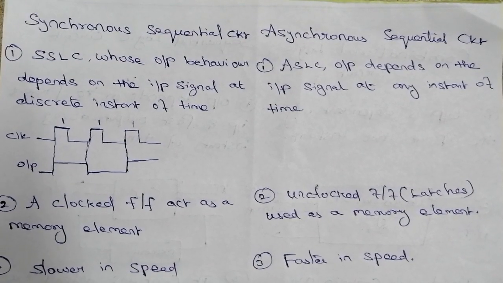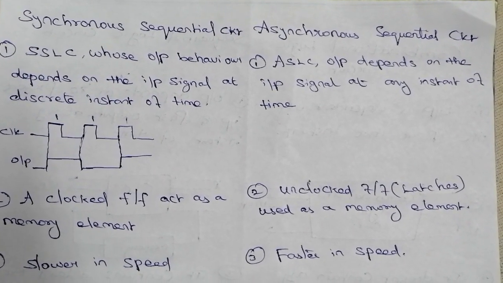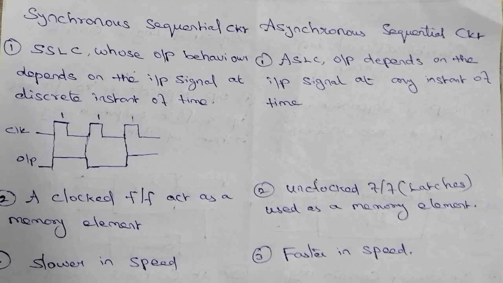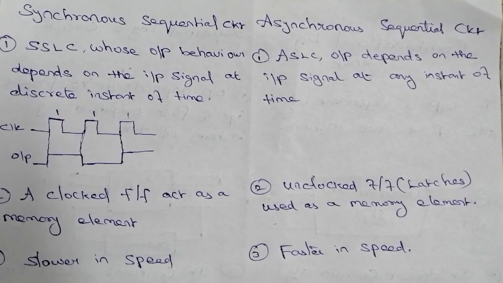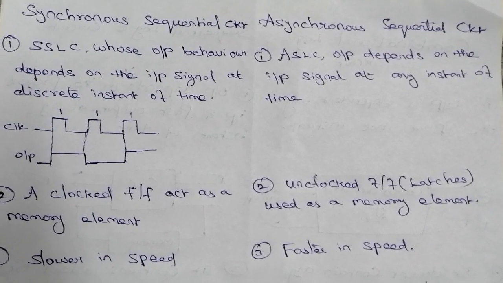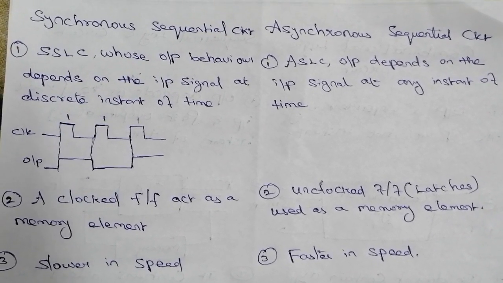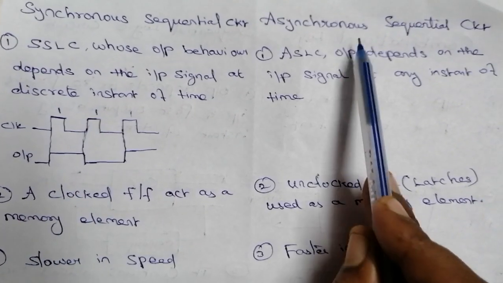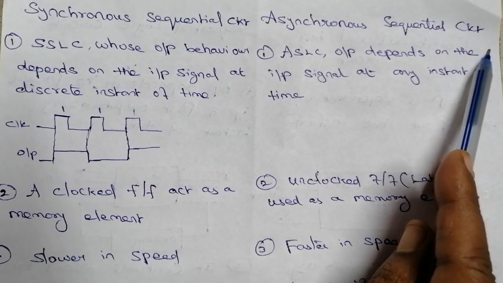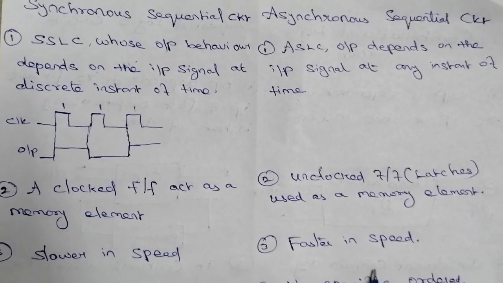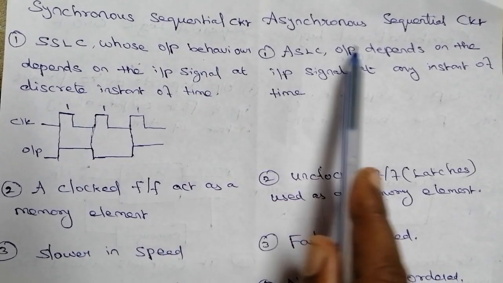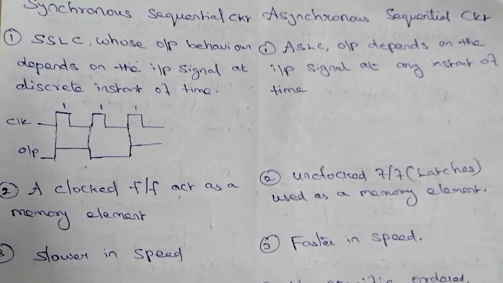Dear students, in the last video we discussed the comparison of combinational logic circuits and sequential logic circuits. In sequential logic circuits, based on the timing signals, we again classified them into two types: one is synchronous sequential circuits, and the other is asynchronous sequential circuits. So in this video we are going to see the difference between synchronous and asynchronous sequential circuits.